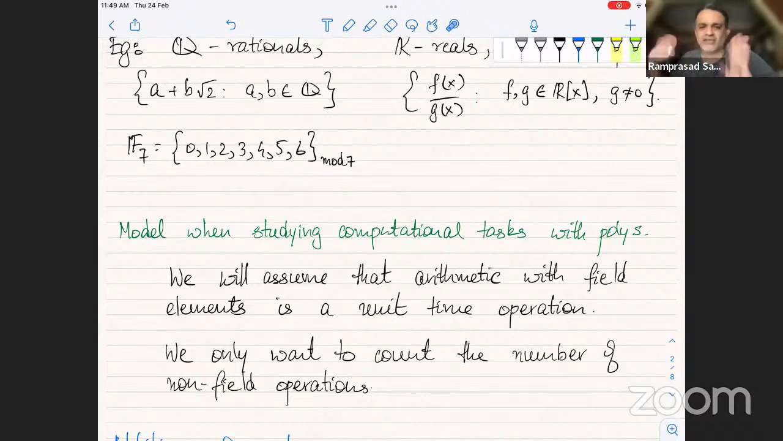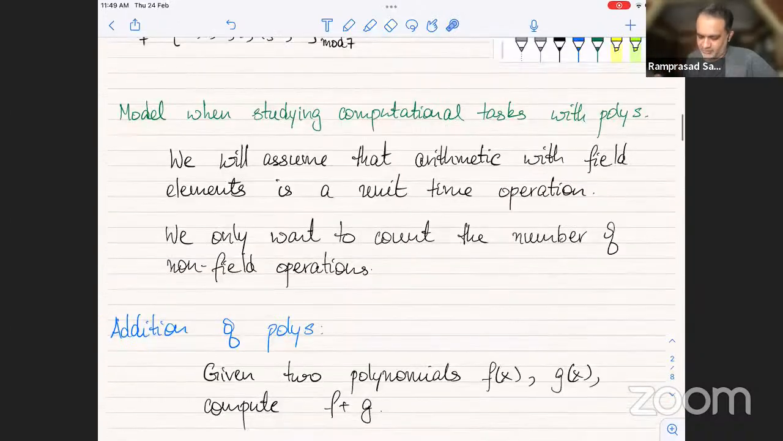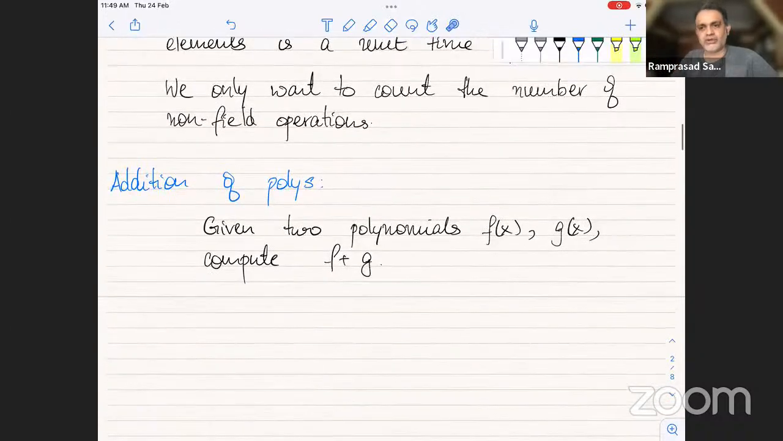It's just to abstract out the fact that fields could be ugly. I don't exactly know what the underlying operation there is going to be, and for the moment, I'm going to ignore it. Okay, so we're going to start with the most basic of operations, which is that I give you two polynomials f and g, and I want you to compute what f plus g is. I need to be a bit precise here and say, what do I mean by given? And what do I mean by compute?